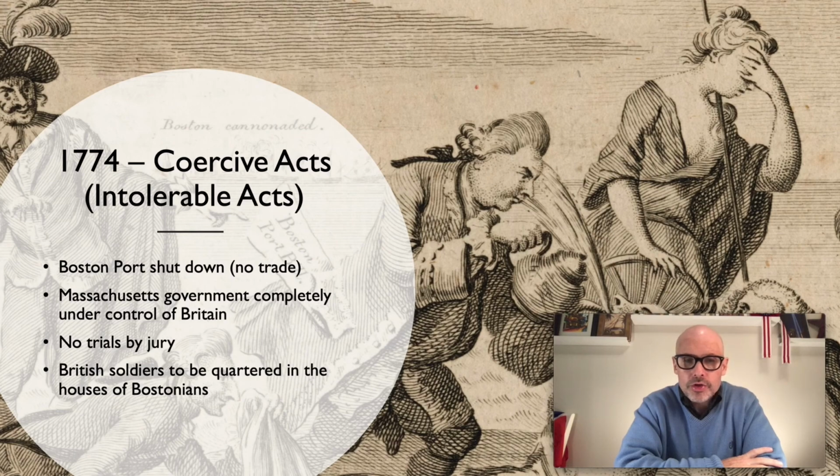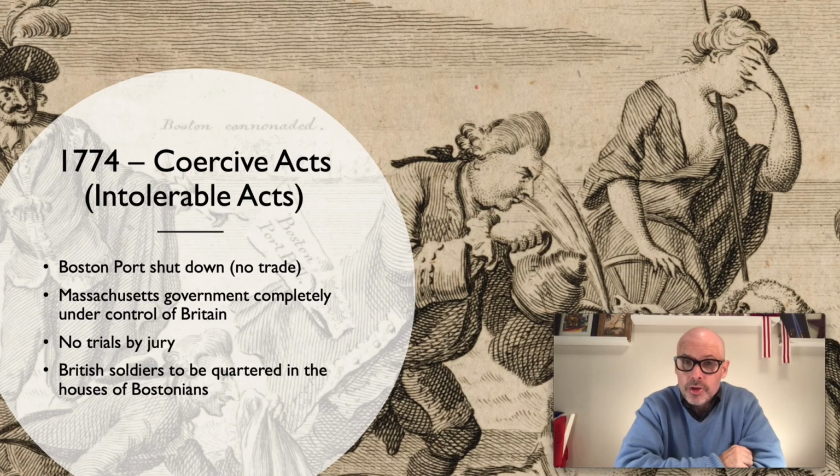In British America, they call these the Intolerable Acts because they were intolerable. But basically, Boston was put into what you could call martial law. Boston port was shut down. It was blocked by the soldiers. They couldn't trade, right? The Massachusetts government, where Boston is, was completely under British control. No local government. They lost all their power.